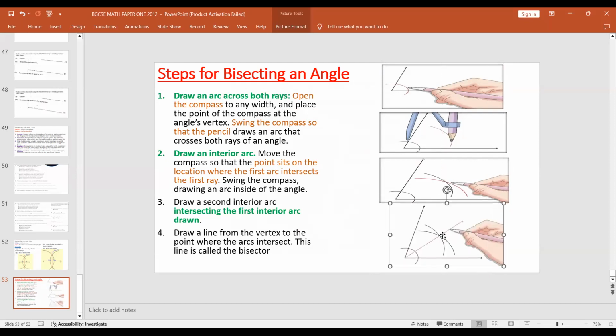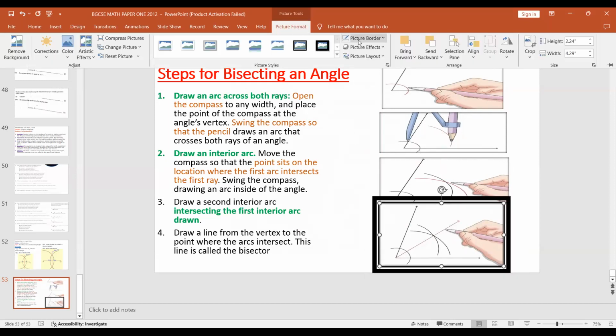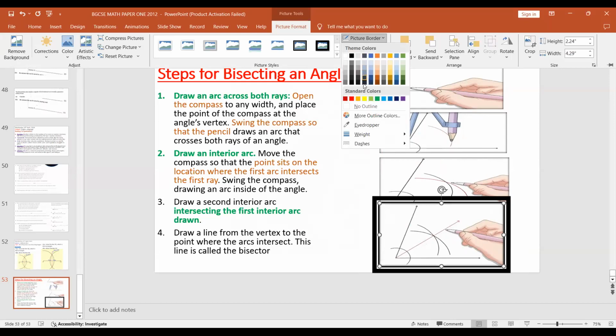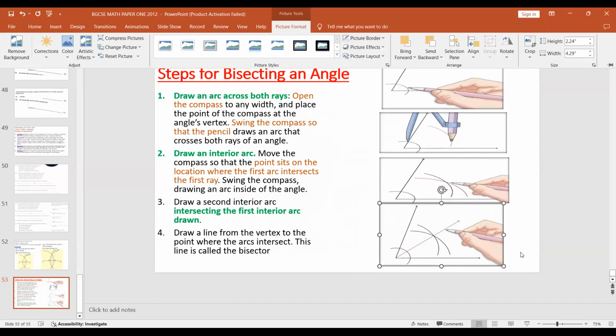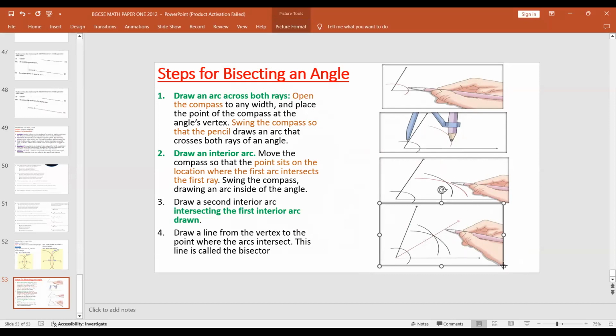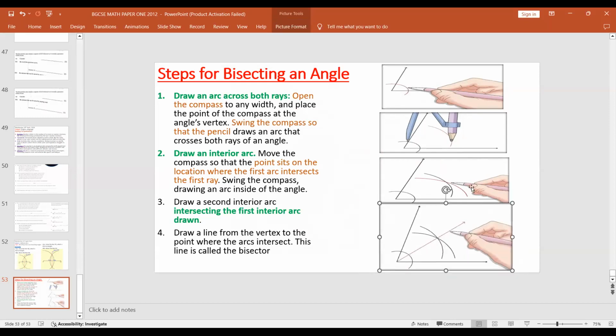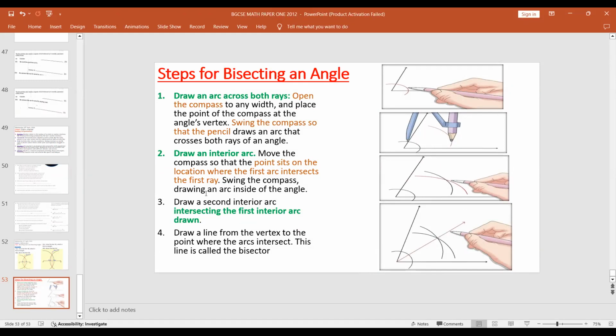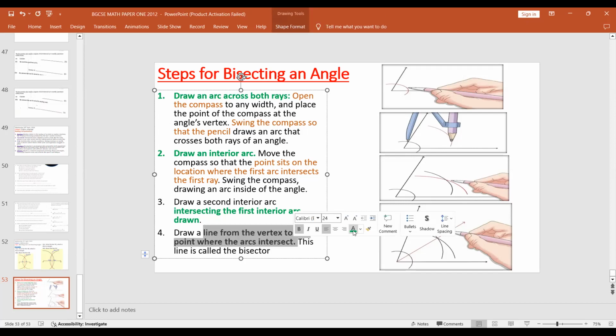So what we need to do, we need to draw an arc. The first thing we're going to do is draw an arc that cuts all two of the rays. The second thing is we're going to draw our first interior arc. The third thing is we're going to draw a second interior arc. The fourth thing is to draw a line from the vertex to the point where the arcs intersect. And we call that line the bisector, the thing that does the bisecting.